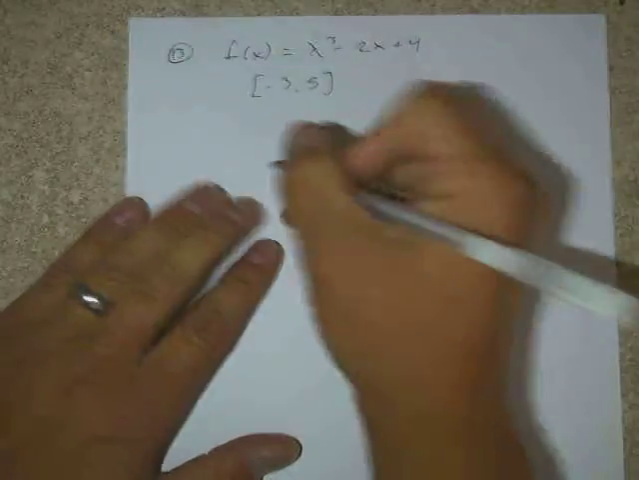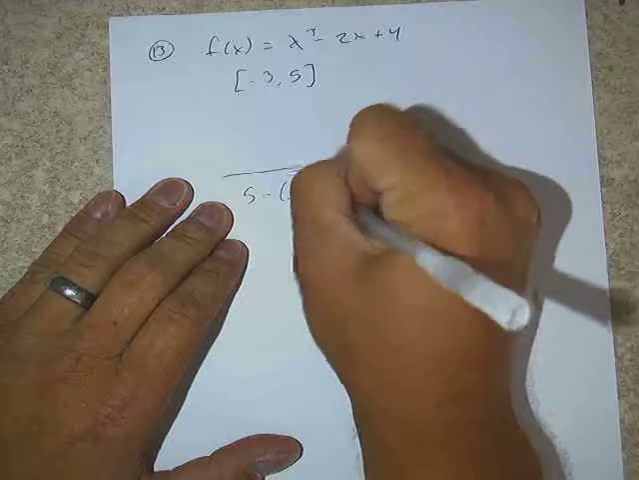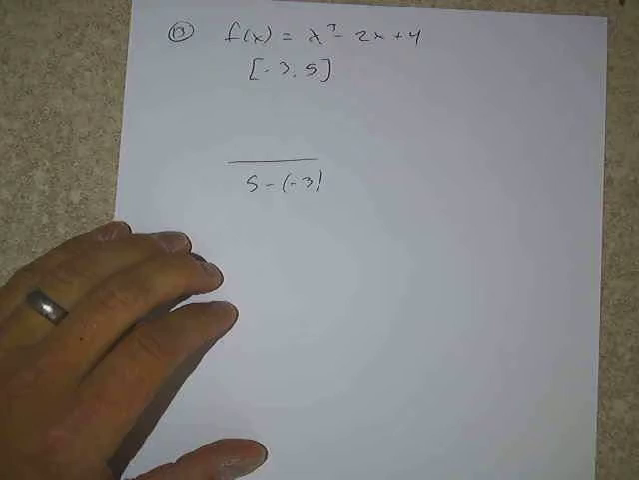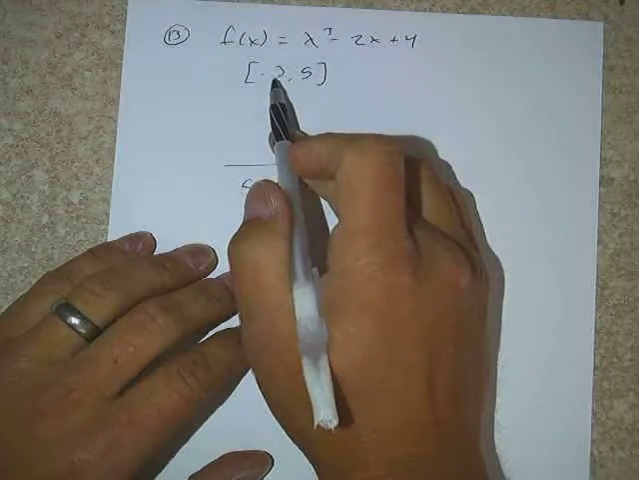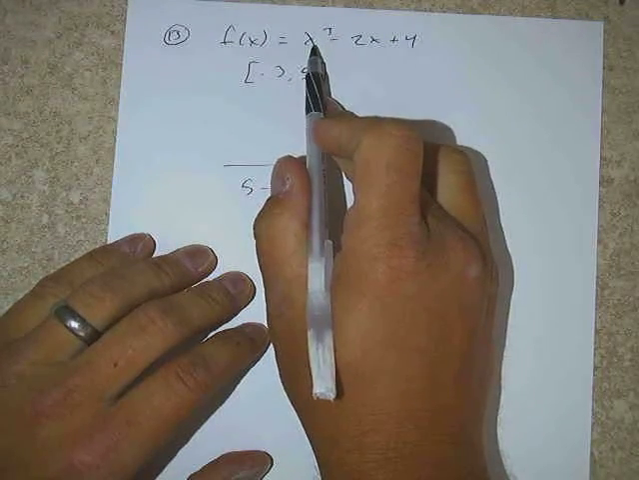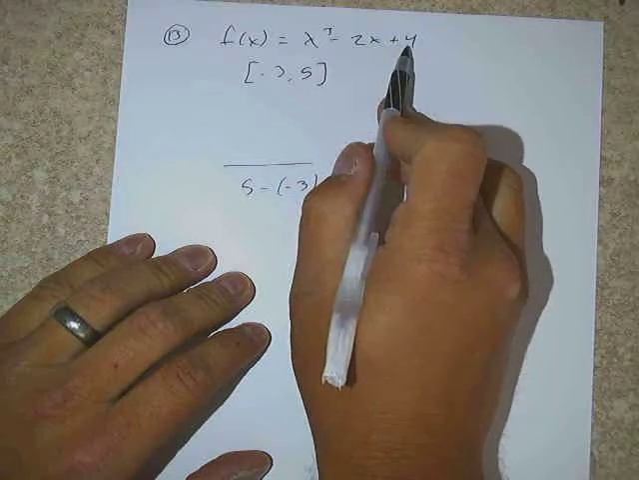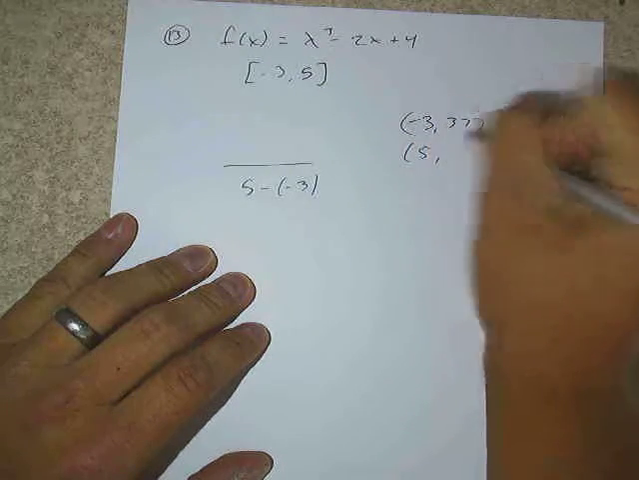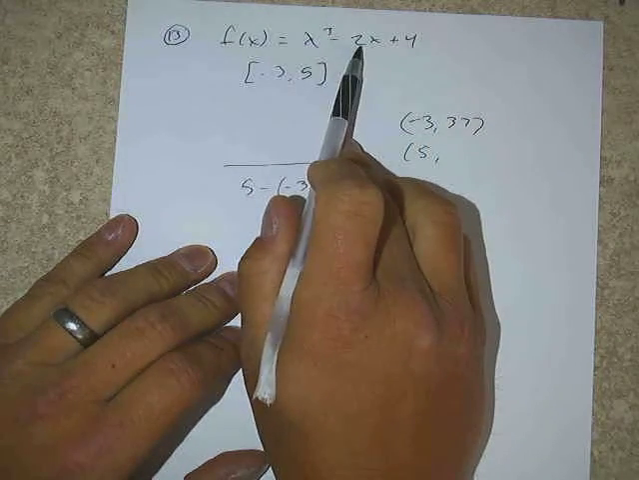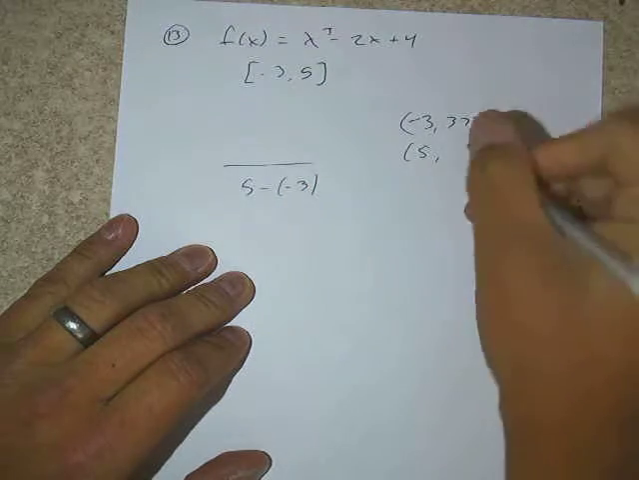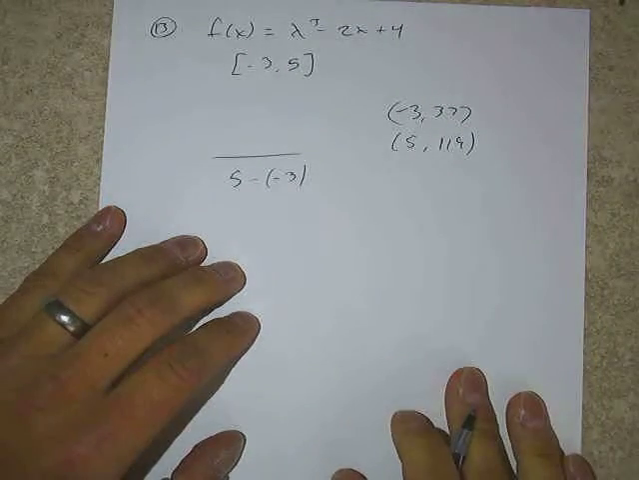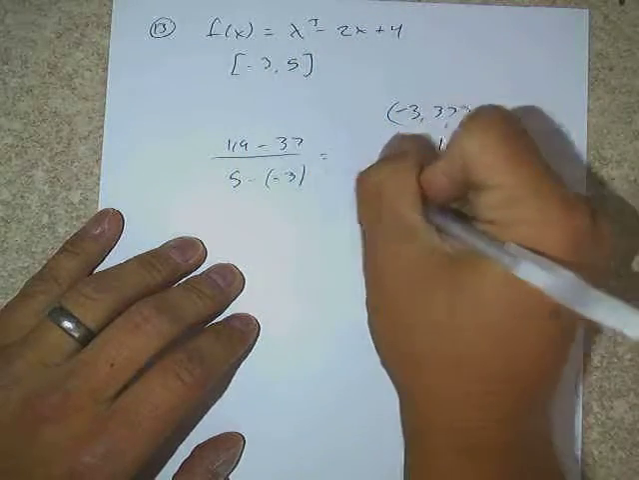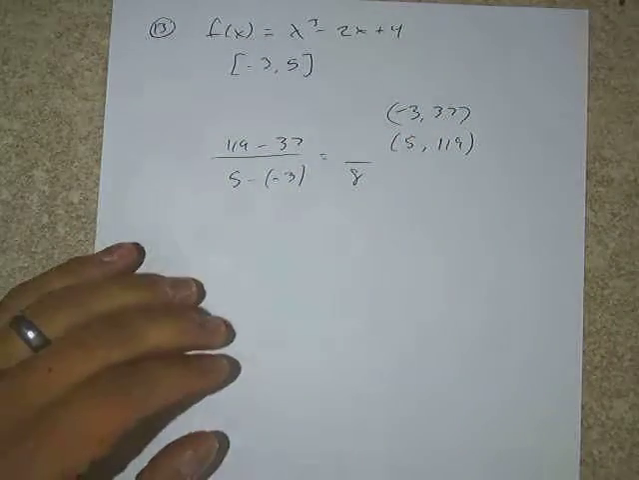But we can't find the slope right now because all we have are 2 x values. I mean, we could fill in half of it. We could go 5 minus negative 3, so we can calculate the bottom half of the slope. What else do we need? We need y values. So if we plug in our negative 3, we get 27 plus 6, that's 33, plus 4 would be 37. So negative 3, 37 would be a point. And if we plug a 5 in there, we're going to get 125 minus 10, that's 115, plus 4 would be 119. And if we do our 119 minus 37 up top, we have an 8 on the bottom.